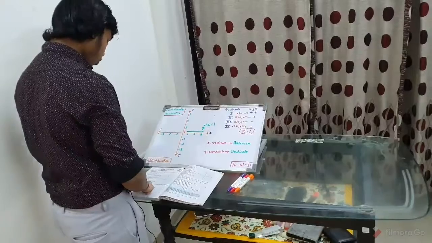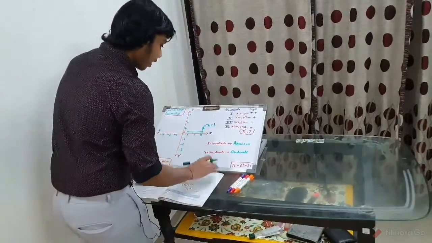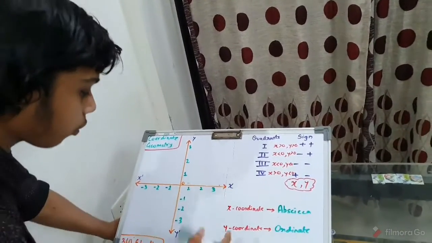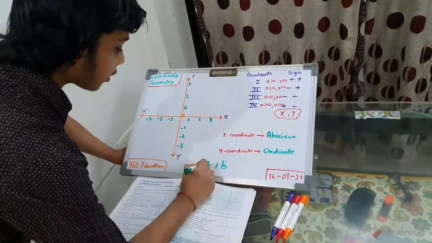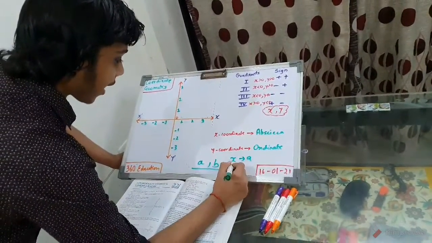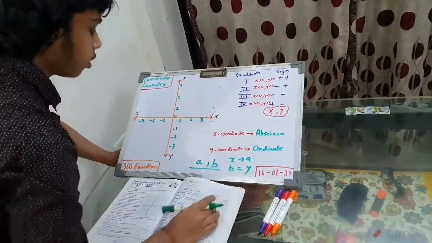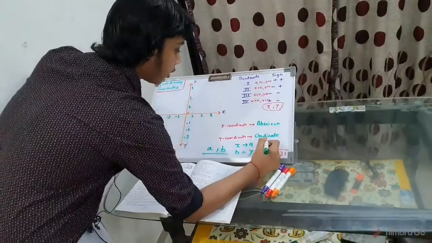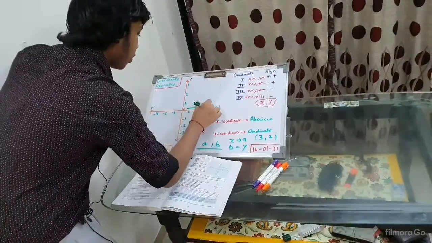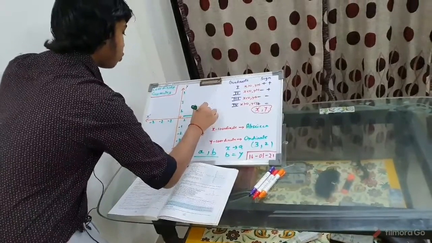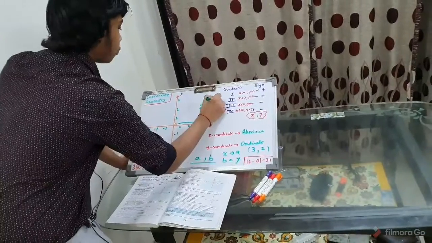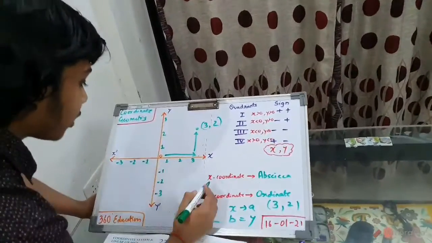So now let us understand what is a coordinate of a point. As I said earlier, the coordinates of a point are like a comma b, in which a equals x and b equals y. So if we have a coordinate 3, 2, that will be 3 from the x-axis and then 2 from the y-axis, and it will be 3, 2. And the same goes for other pairs.